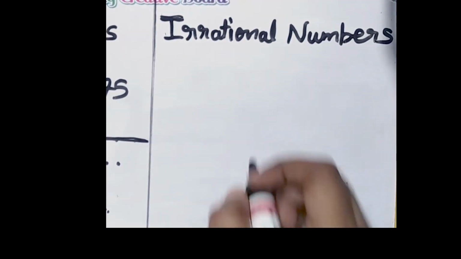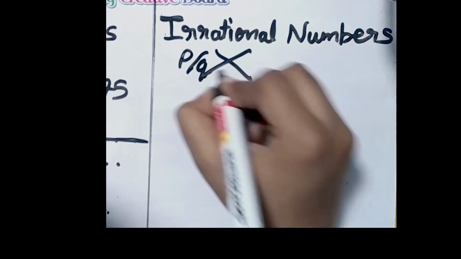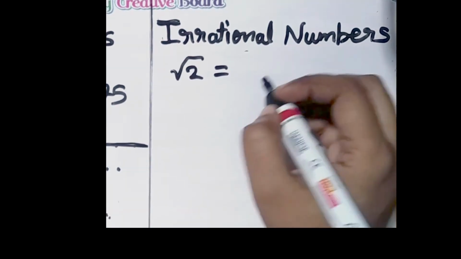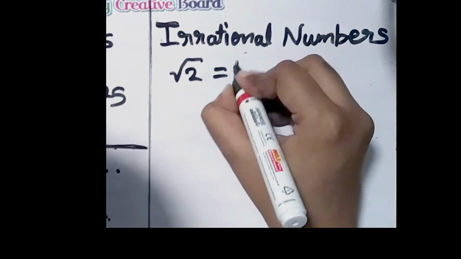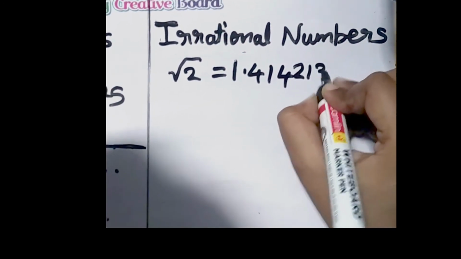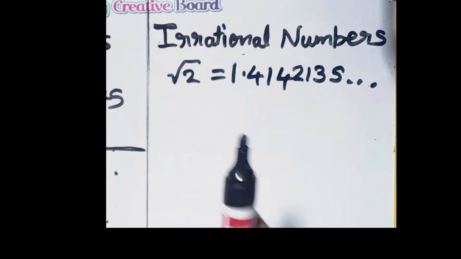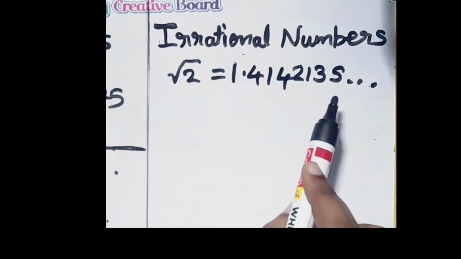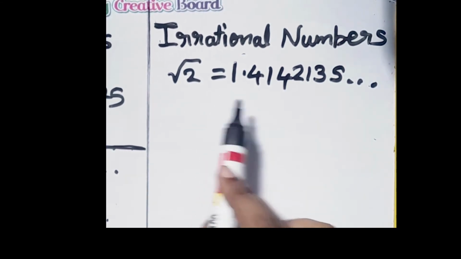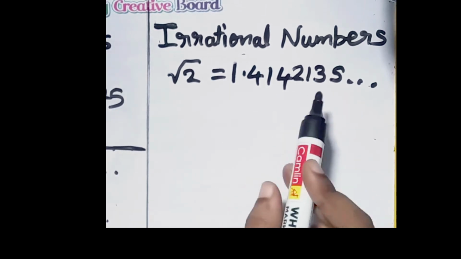Now irrational numbers, we cannot write in the form of p by q. We cannot write in this form. Now the value of root 2 is 1.4142135. This means it is non-terminating. Non-terminating means it is not stopping at all. It goes on continuing and there is no recurring number.